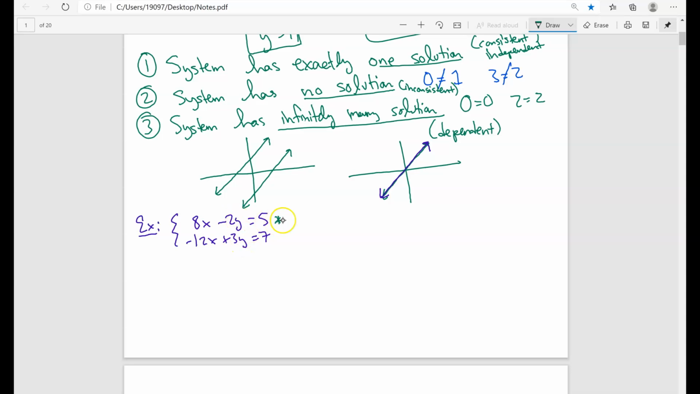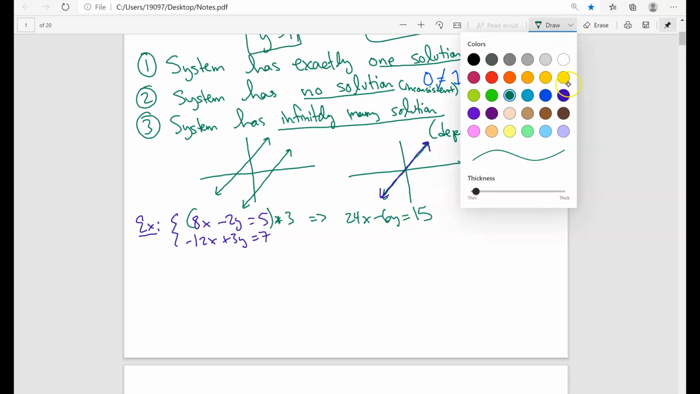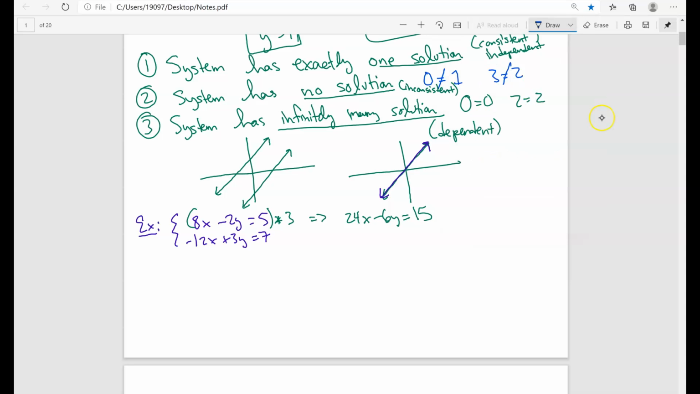So notice that I can multiply this by a number. I can't multiply 2 to get a 3, but can you think of 2 and 3? What is the lowest number that these two can divide into? And that will be 6. So I can convert this negative 2 into a 6 by multiplying this entire thing by a 3. So you're going to have 24x minus 6y equals 15. And then you can see that in the second one, you can multiply this entire equation by a 2 to turn this into a 6. So this guy is going to be negative 24x plus 6y equals 14.